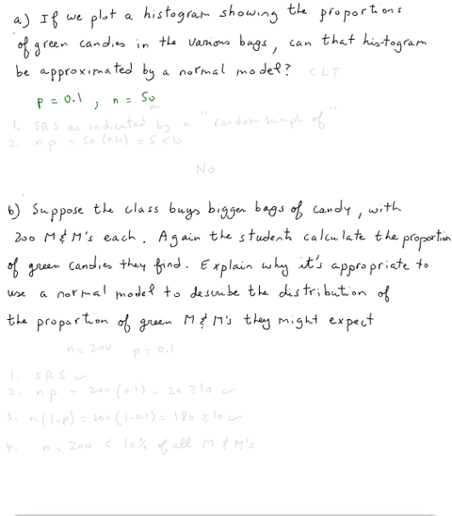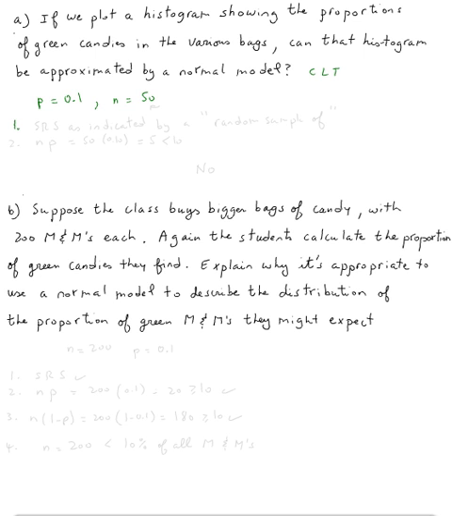What else? A class of elementary school students learning about percent open several bags, count the various colors of the candies, and calculate the proportion that are green. If we plot a histogram showing the proportions of green candies in the various bags, can that histogram be approximated by a normal model? So the central limit theorem, CLT, says yes, as long as those four conditions are met. So let's check each one of them.